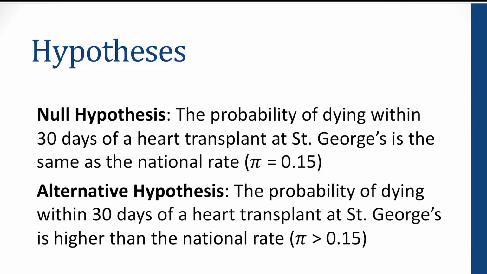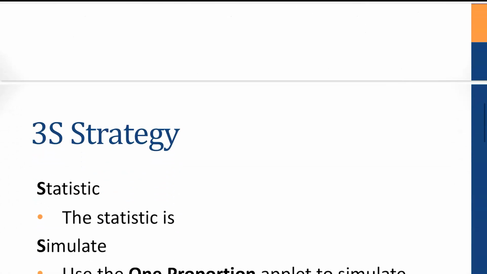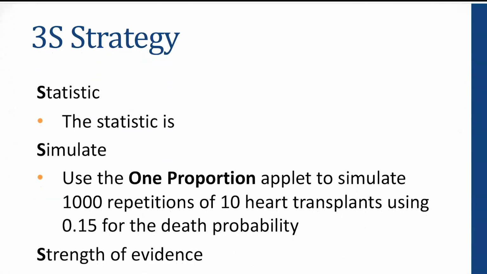And so we're going to start by assuming that at St. George's the rate is also 0.15. So we're not really talking about things due to random chance. We're talking about the probability at this hospital being the same as it is nationwide. And then the alternative hypothesis, the conjecture, is that actually the probability of dying is higher at St. George's than it is for the rest of the country, so that pi is greater than 0.15.